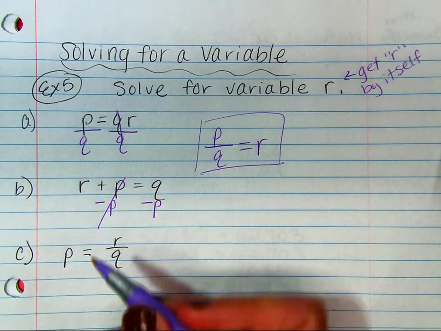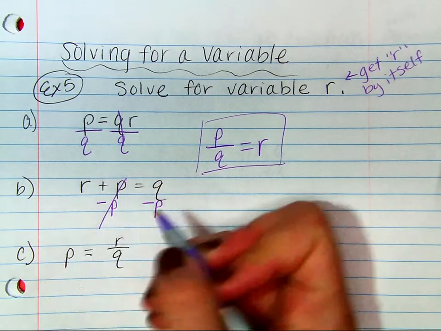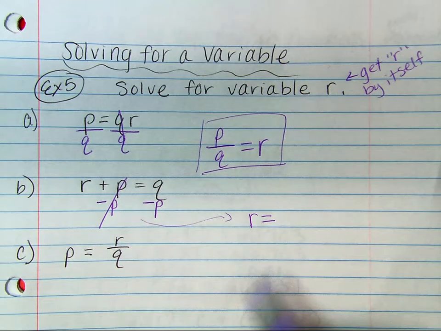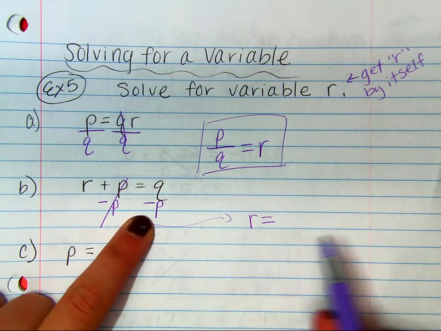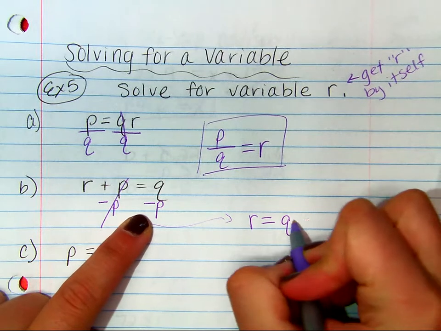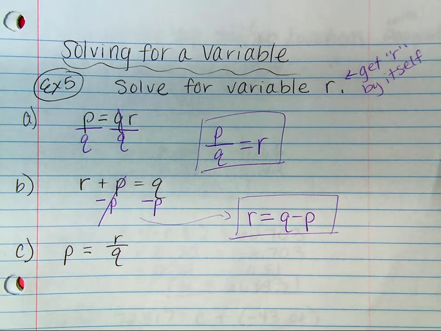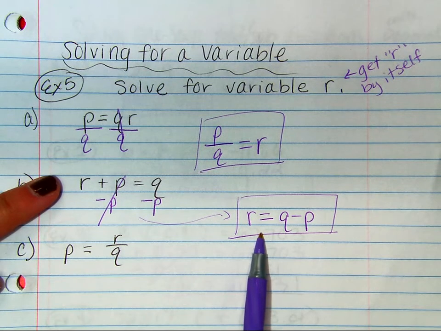So what I'm left with is r equals q minus p. So I'm just going to write that as q minus p. And I'm done. I've solved for r. R is now by itself. These are equivalent equations, just in different forms.